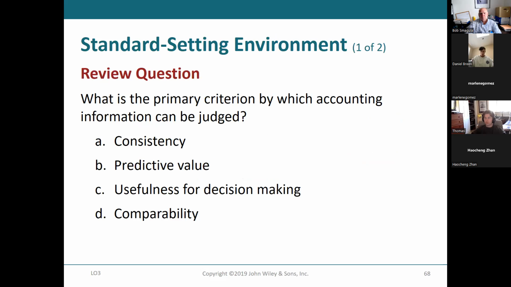What is the primary criterion by which accounting information can be judged? Usefulness for decision making. If we can count on this information to make useful, cogent decisions, then we've done our job.